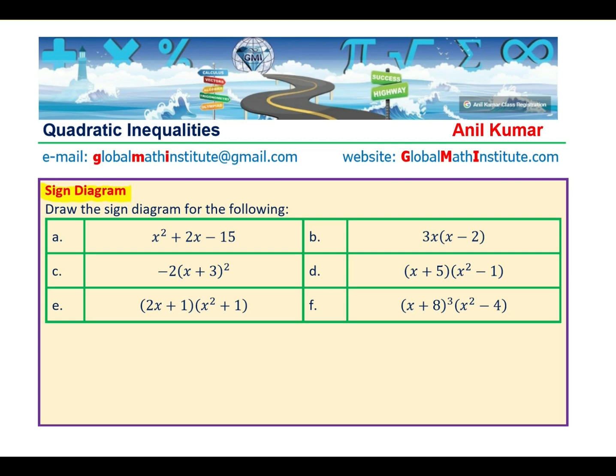What is a sign diagram? Let's say we have a polynomial function, which has some x-intercepts. Let's say these are the x-intercepts, and that's the y-axis. Now, you can see that the function is continuous and it is negative in some portions, positive in some, right?